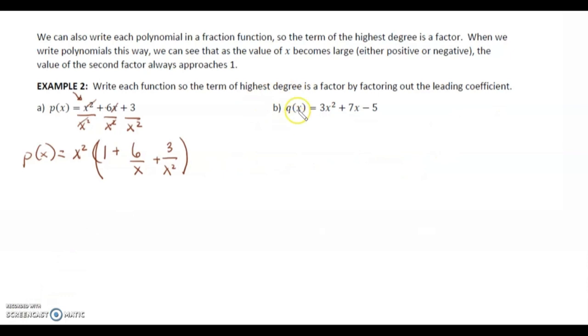For b, q of x equals 3x squared plus 7x minus 5. We're going to factor out the full coefficient, so for each of these terms, we're going to factor out the 3x squared.